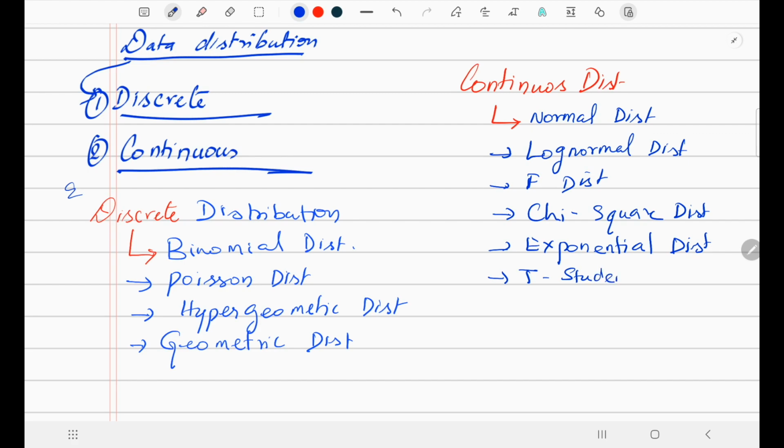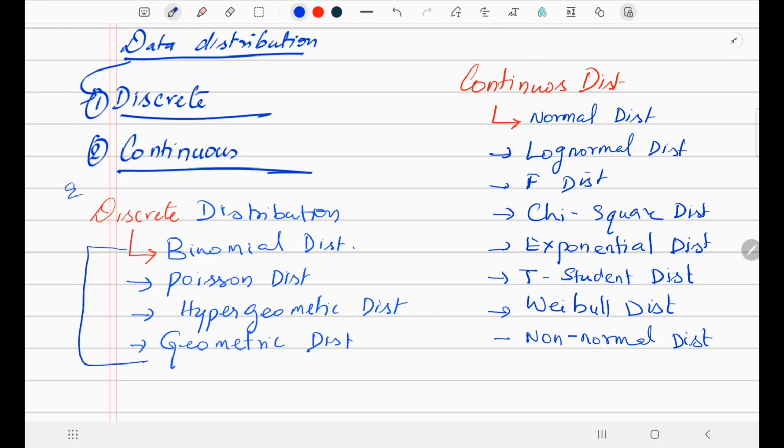Student's t distribution. Weibull distribution. And finally, non-normal distribution. So these are the types of distributions we have. Okay, now I'm just giving a small summary of these four.